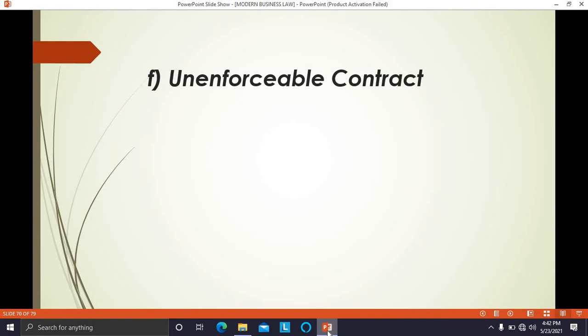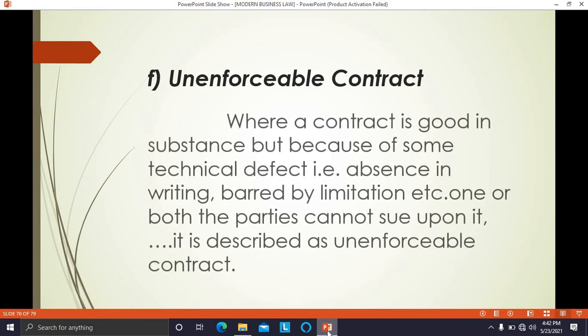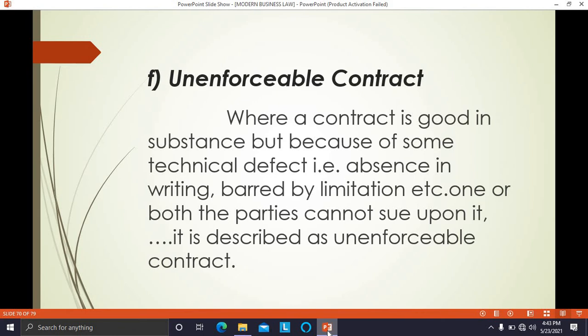The next type of contract on the basis of enforceability is the unenforceable contract. Now, which are unenforceable contracts? Those contracts will not be enforceable by law. Why? These contracts are correct in all substance. They have all the essentials. Everything is correct. But there is some technical defect in those contracts. What is a technical defect?